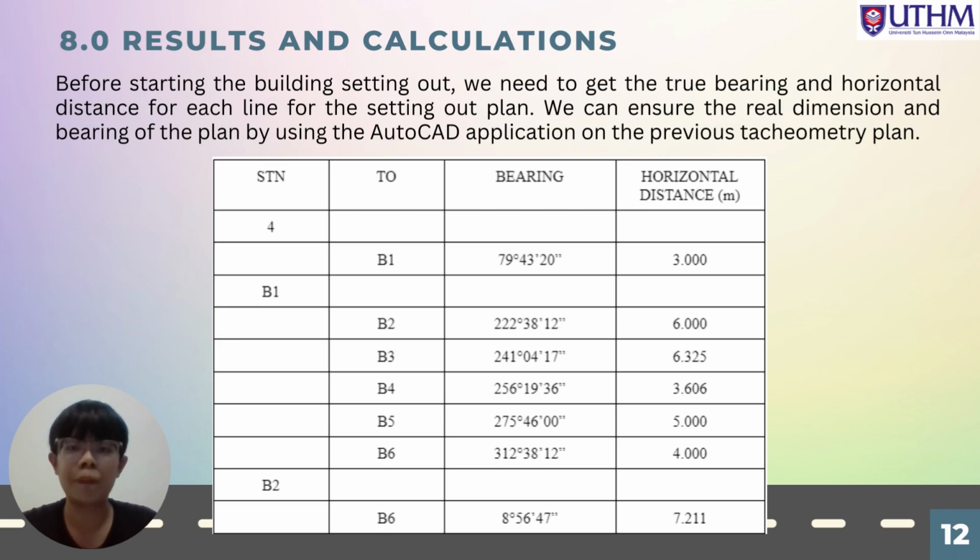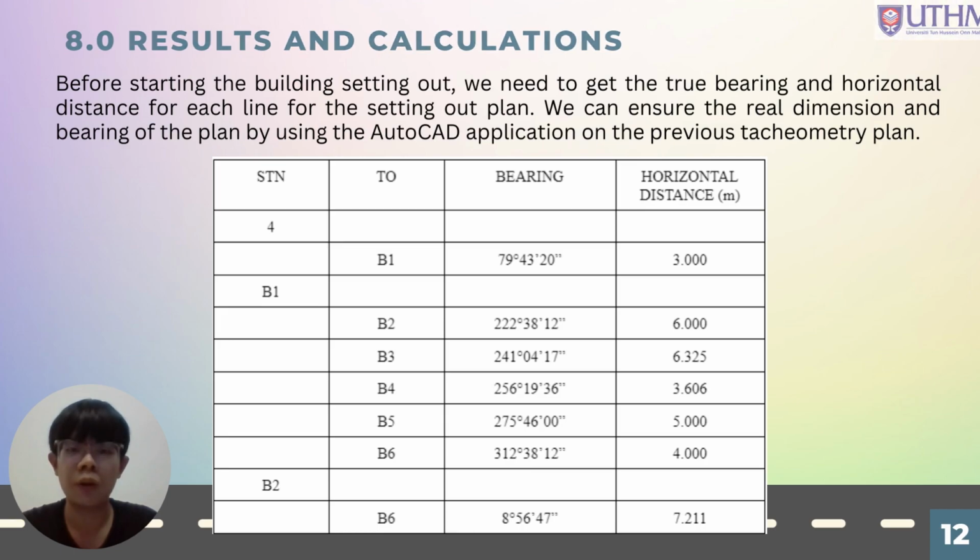From station 4 to B1, the bearing is 79 degree, 43 minute and 20 second, and with the 3 meter horizontal distance. From B1 to B2, the bearing is 222 degree, 38 minute and 12 second with 6 meter. While from B1 to B3, the bearing is 241 degree, 4 minute and 17 second with 6.325 meter and so on.